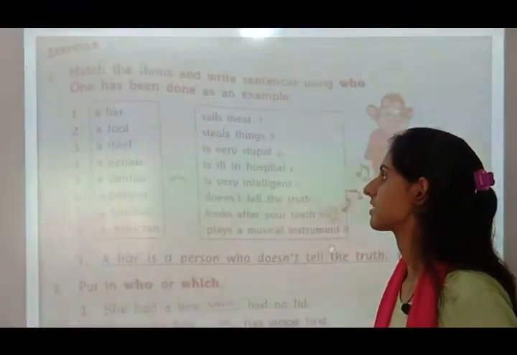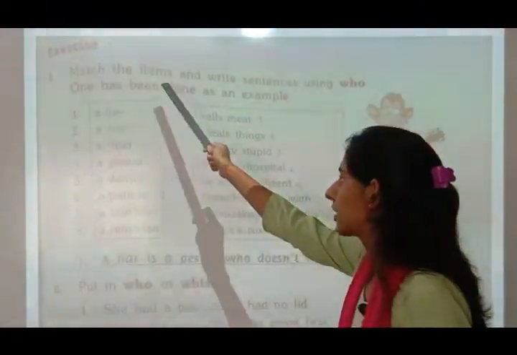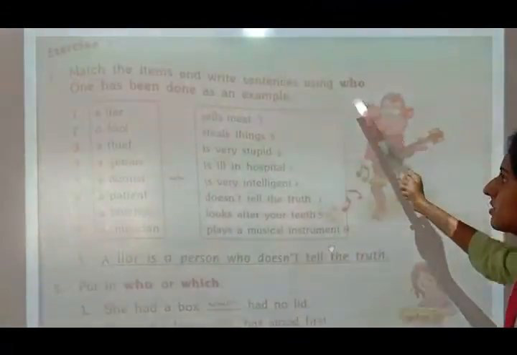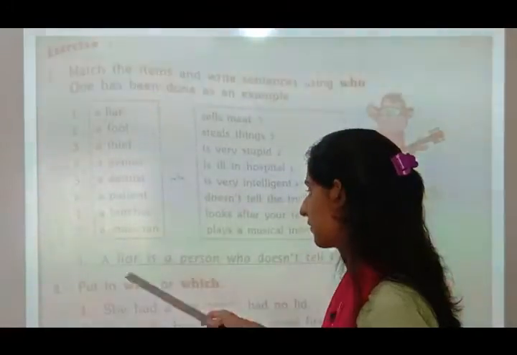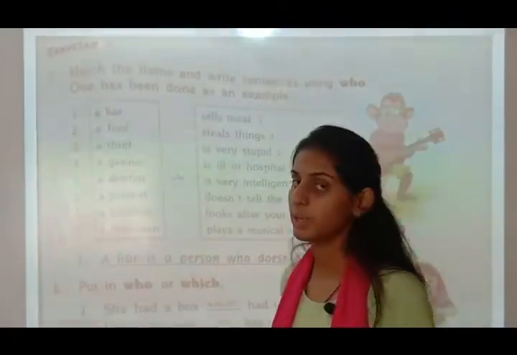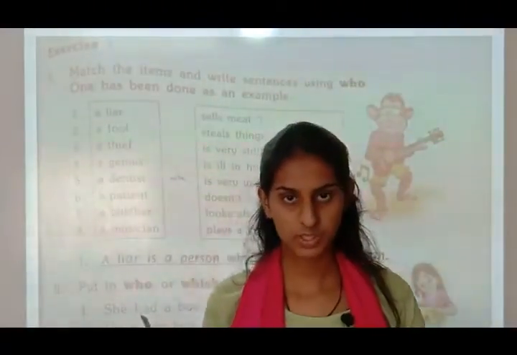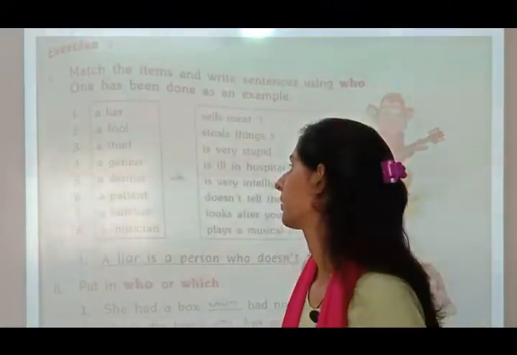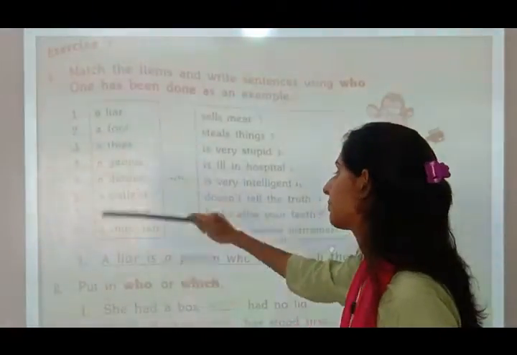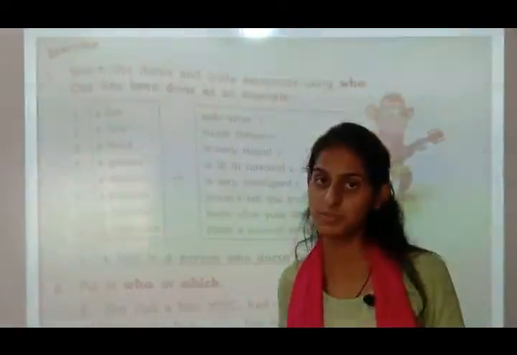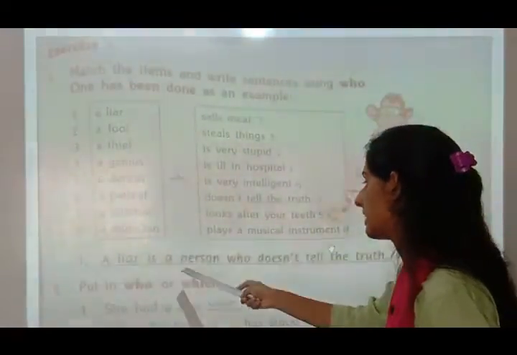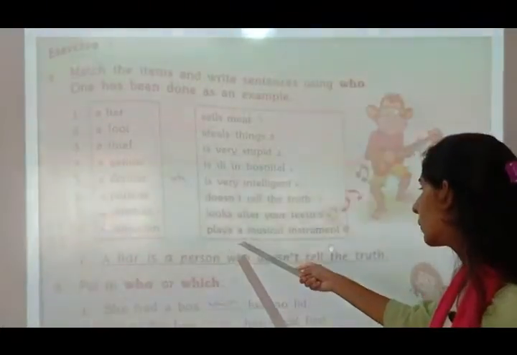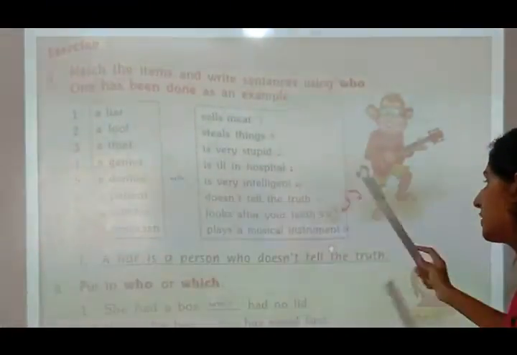Now here is an exercise. Match the items and write sentences using who. One has been done as an example, so one is already done. What we have to do is match the items and write sentences using who. Now, a liar. We are using who, which means we are talking about a person. So we can write: A liar is a person who doesn't tell the truth.